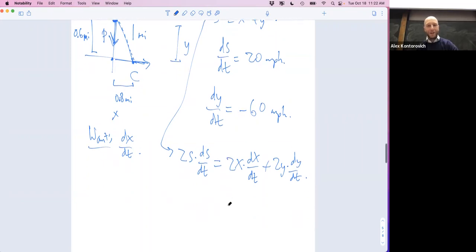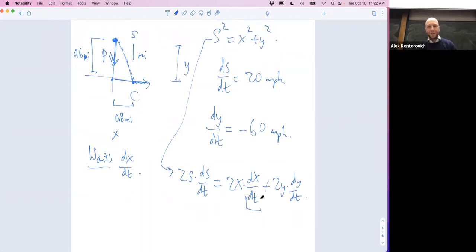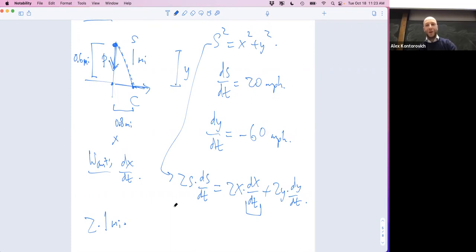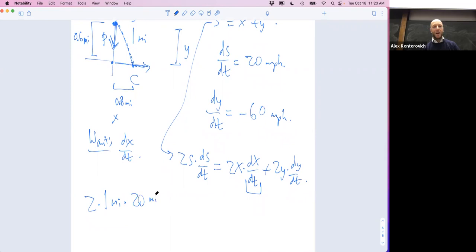All right, now we know everything but dx dt, this is what we want. 2 times s, what is s at that instant? 1 mile. 2 times 1 mile. What's the rate of change of s? That's this 20. So he's getting away from us at 20 miles an hour. I'll write it as miles per hour, so I can compare miles and miles. We could cancel the twos. Before we do anything, we could cancel all these twos. I agree with that decision. Okay, so the twos are gone. So S times ds dt is equal to, what's X?